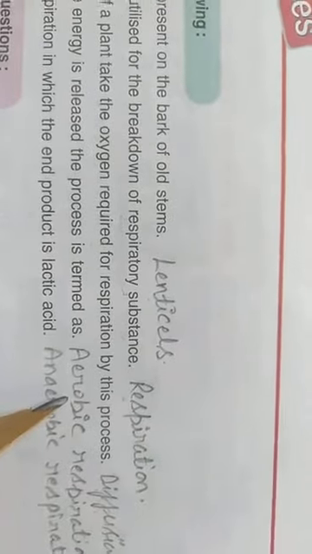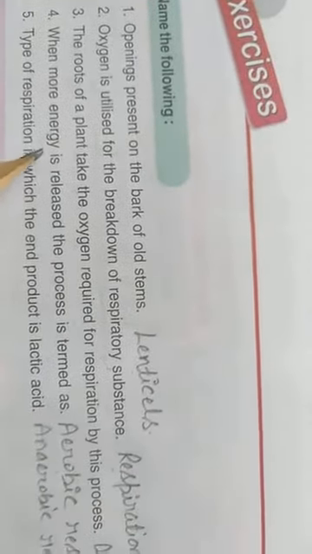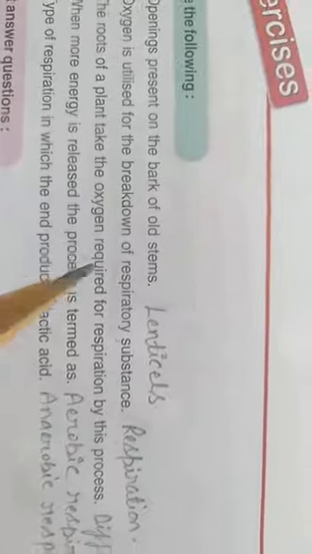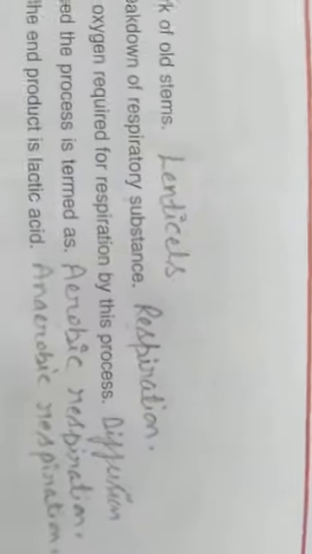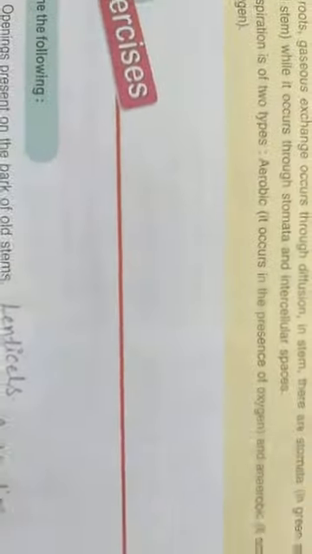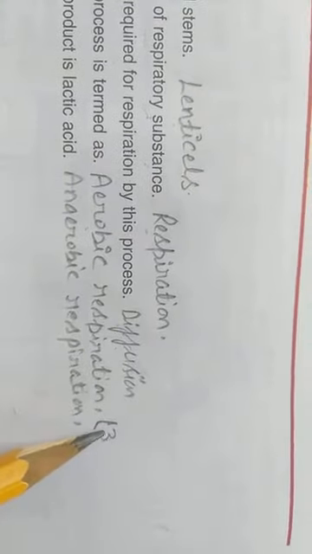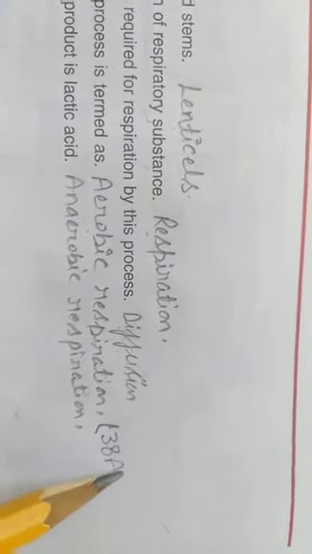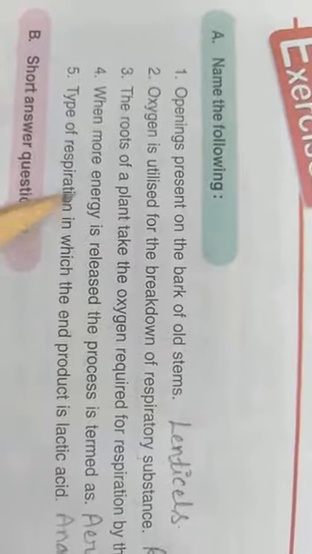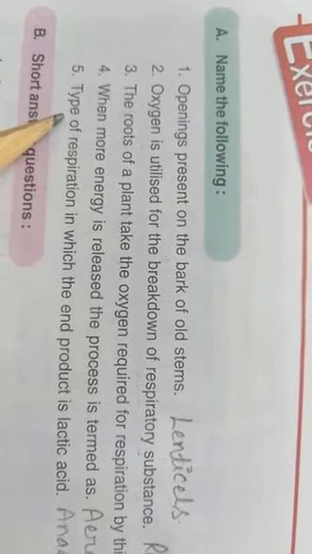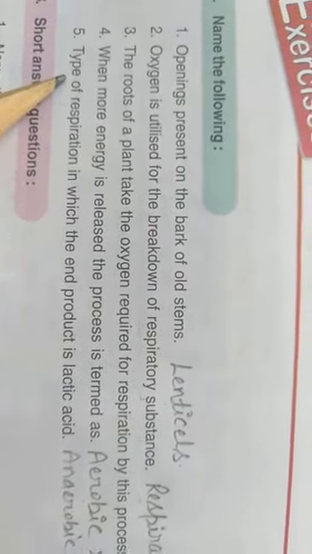So in aerobic respiration, more energy is released. How much energy is released? That energy is 38 ATP. Okay, and the last one is the type of respiration in which the end product is lactic acid.